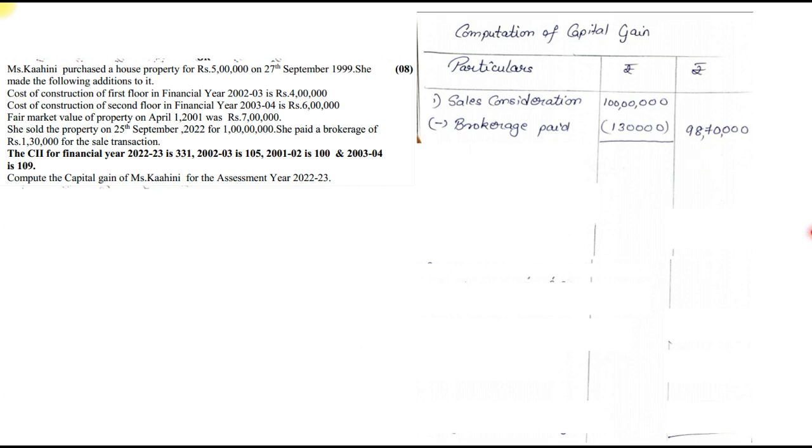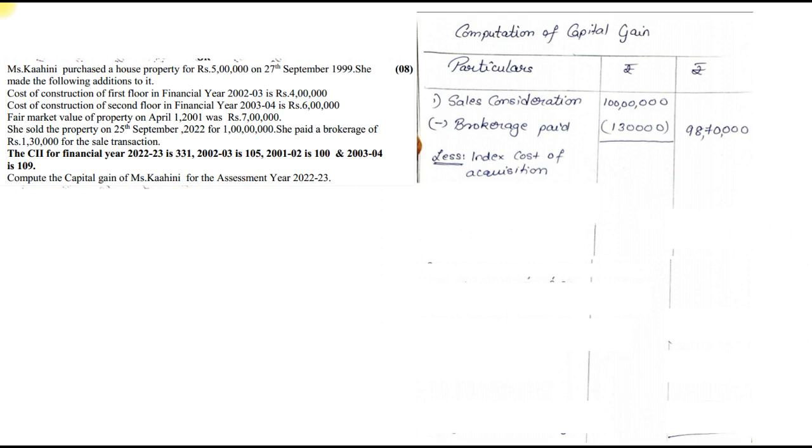After that comes the first less we have, called less index cost of acquisition. Acquisition means the price at which you purchased this house. Now there's a rule for capital gain. Number one rule: 2001 is the base year. If you have purchased anything before 2001, you cannot take that value. You'll have to take the fair market value on 1st April 2001.